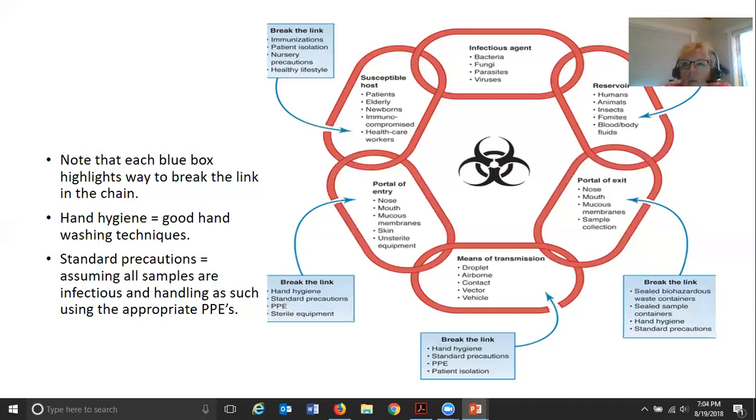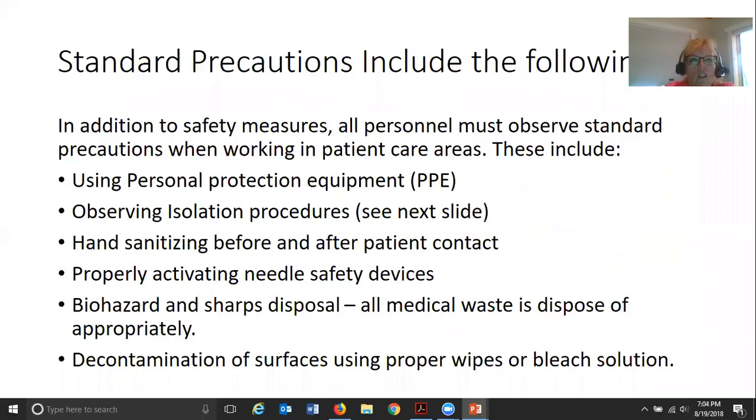Look, some of the things that can be reservoirs for infectious agents, obviously humans. Germs like damp, dark places, and humans have lots of damp, dark places. Animals, insects, fomites. If you don't know what a fomite is, look it up. We'll get the answers in lab. And blood and body fluids are also good reservoirs for infectious agents.